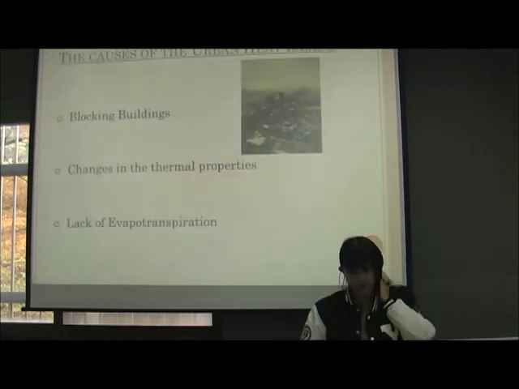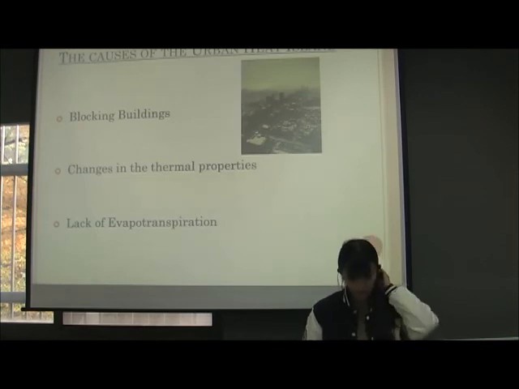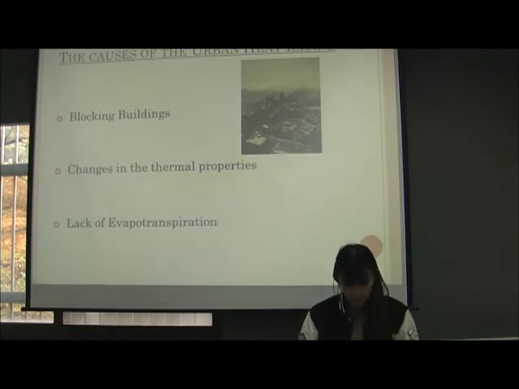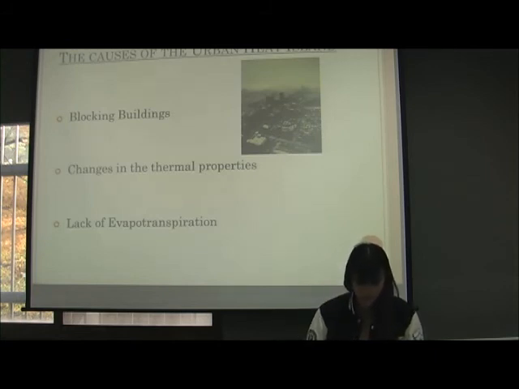And next, I will talk about the causes of the urban heat island. The first is the blocking buildings effect. The tall buildings within many urban areas provide multiple surfaces for the reflection and absorption of sunlight, and this increases the efficiency with which urban areas are heated. This is called the urban canyon effect. And another effect of buildings is the blocking of wind, which also inhibits cooling by convection.